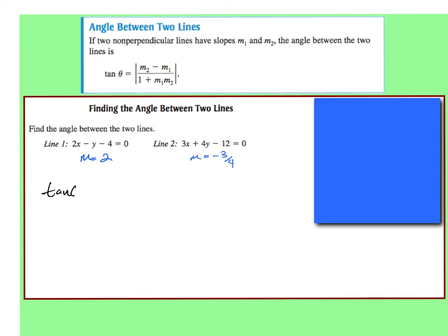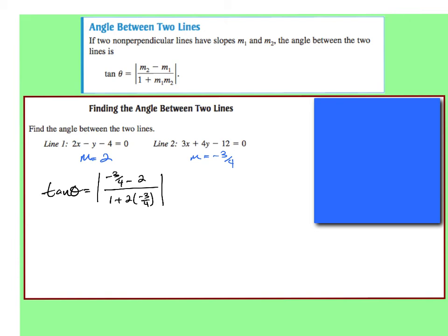So now I have tangent theta is equal to, which one do you want M2 to be? I don't really care. The second one. So now I have negative 3/4 minus 2 over 1 plus 2 times negative 3/4. So I just used the little formula. See how that worked? Now, I personally would do some math before I start arctaning this. It's going to be a lot of calculator work if you try to do it this way.